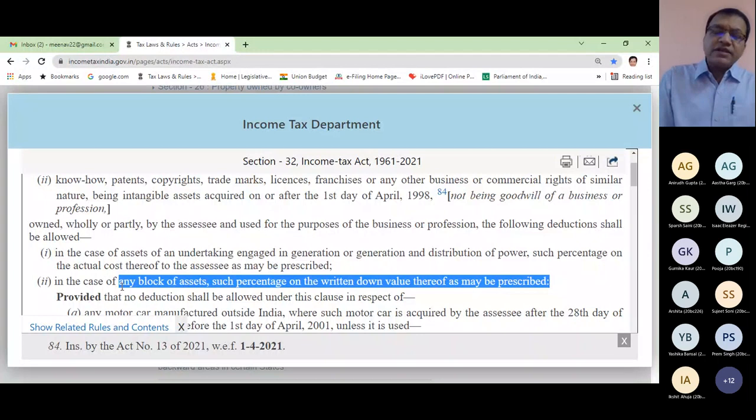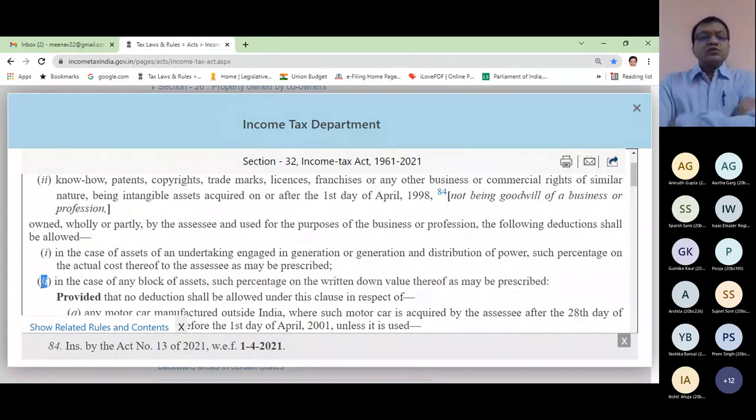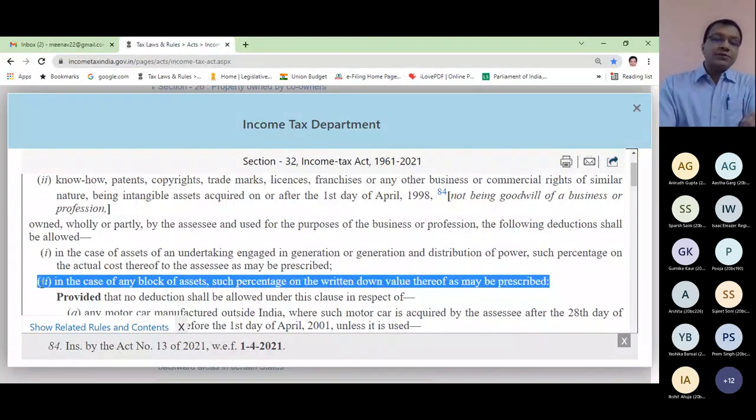So other than the undertaking which are into power generation or power distribution, written down value method is followed. And if you read carefully clause 2, it does not use the word asset, it uses the word block of asset. So it's a combination, it's a group of assets. Only in case of power generation undertaking or only in case of distribution of power undertaking, you use straight line method and there is no block of asset, there is no group of asset.